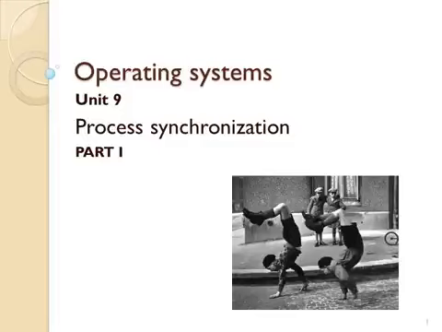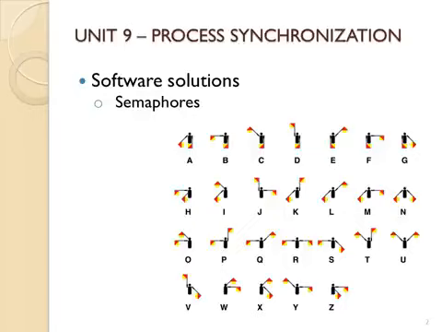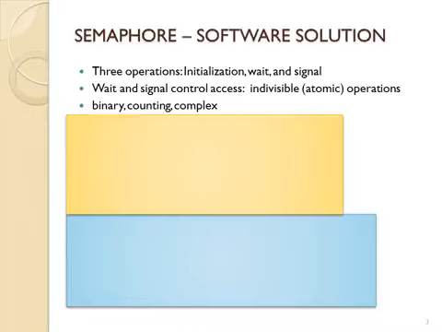This is video 1. Today we're going to talk about a software solution to the critical section problem called semaphores. Semaphores are a software solution that use atomic methods in order to control access to the critical section. An atomic method just means that it is a set of instructions that are treated as if they're one instruction. And there are 3 operations that semaphores do.